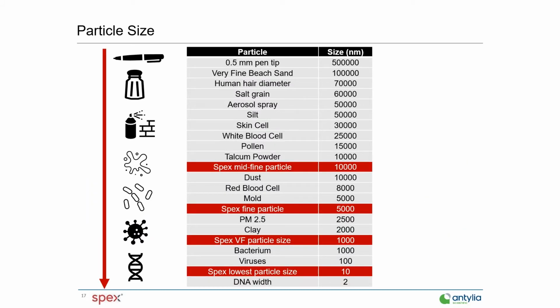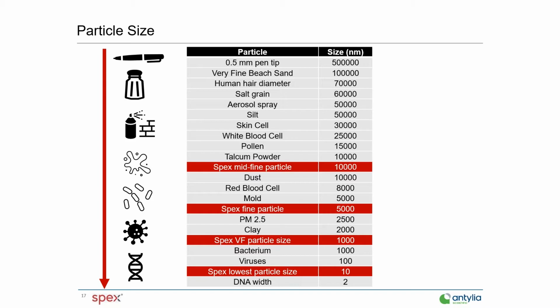Particle size is often something we really don't think about. If we're doing chemical analysis or molecular biological analysis, we usually just care that it's a very fine powder. Well, for Spex, very fine powder can be anywhere from 10,000 nanometers all the way down to the lowest report I was able to find of 10 nanometers. That's a pretty big range.